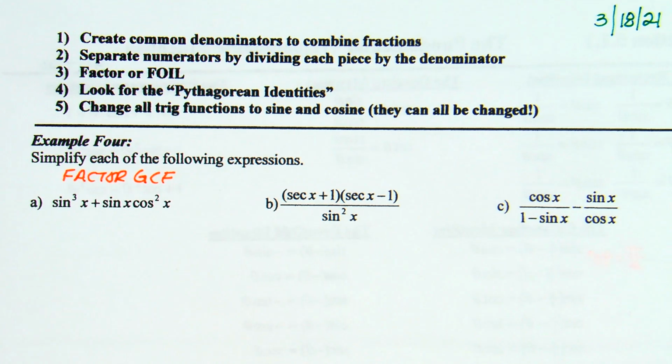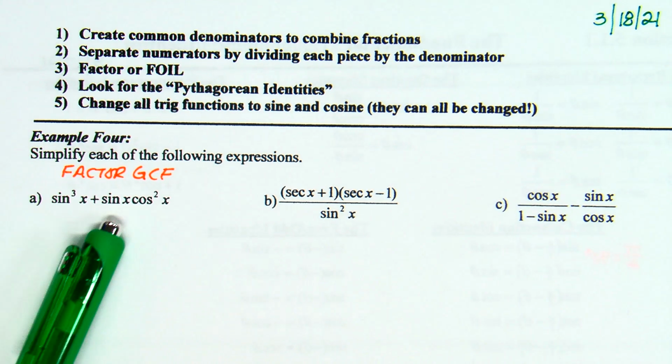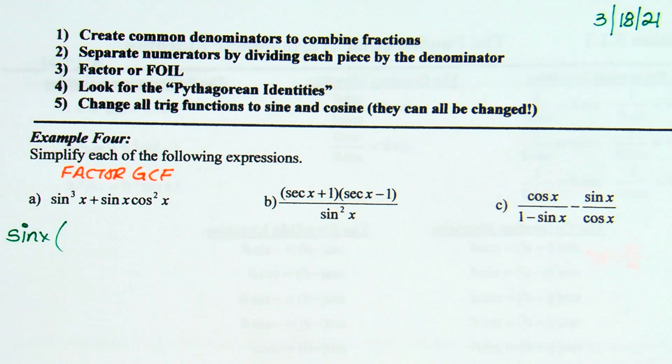This one has sine cubed, so this one has 3 of them, but this one only has a sine x. So we're going to factor out a GCF of sine x. And realize a lot of these terms are in terms of x. Our identities were in terms of theta. That's just a different variable, right?